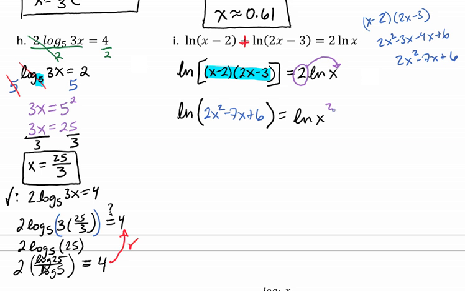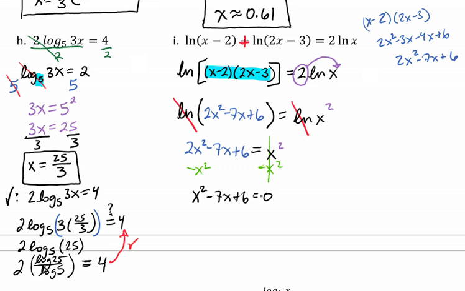Now from here, it actually gets pretty simple. Because we have the natural log and the natural log, those actually are going to cancel out, leaving us with 2x squared minus 7x plus 6 is equal to x squared. So now we're just going to simply solve. So we will subtract x squared from both sides, which will leave us with x squared minus 7x plus 6 equals 0. And we're going to try and factor this.